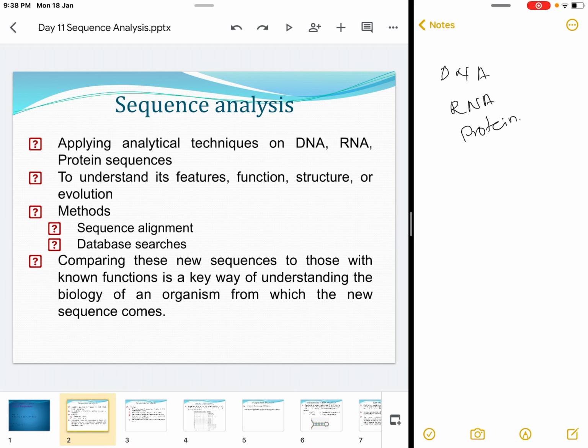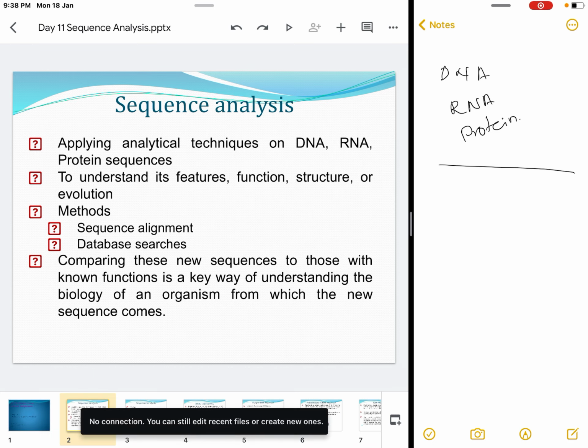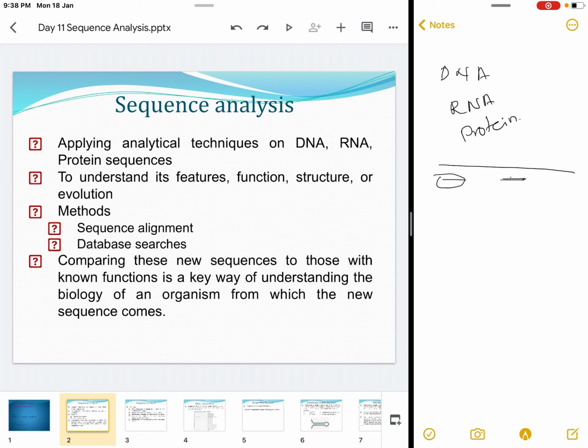Suppose you are given a long DNA sequence, and you are given another short DNA sequence. You are going to compare this short sequence with the long sequence, and you want to find some matching somewhere in the sequence. Either here these sequences are matching, or here the sequences are matching. So this is something called matching of sequences.